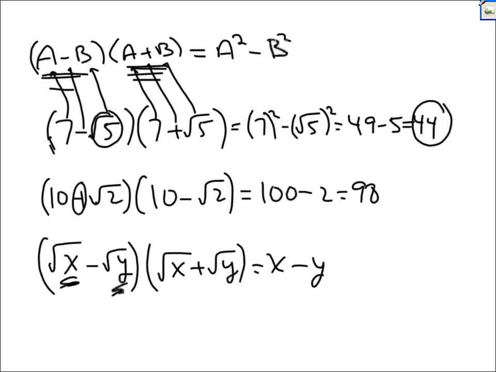And since multiplication commutes, I could have made this plus and this minus, and it's still the same answer, because I can switch the order. Instead of multiplying this by that, I can multiply that by this. Multiplication, you can switch.